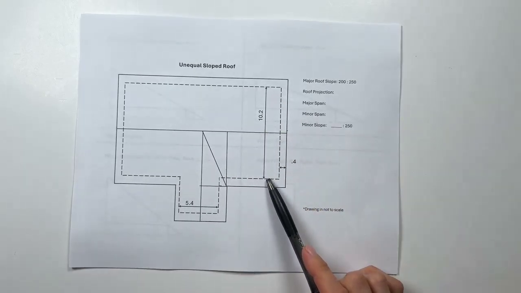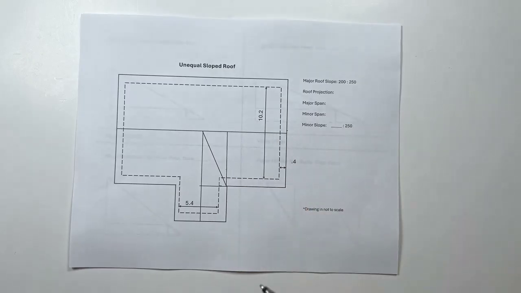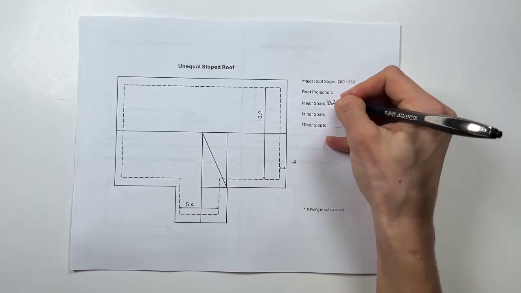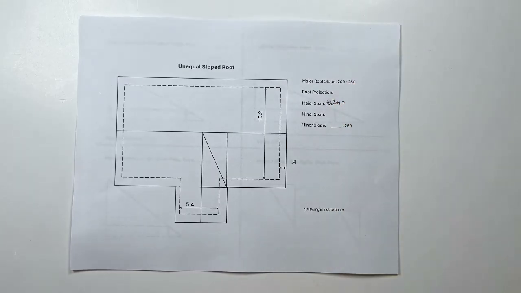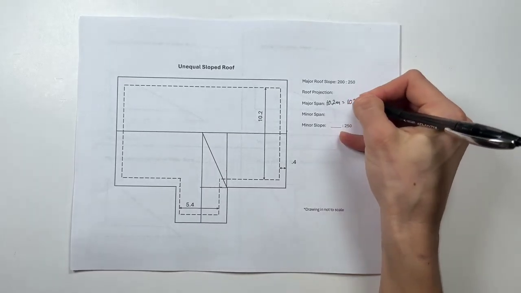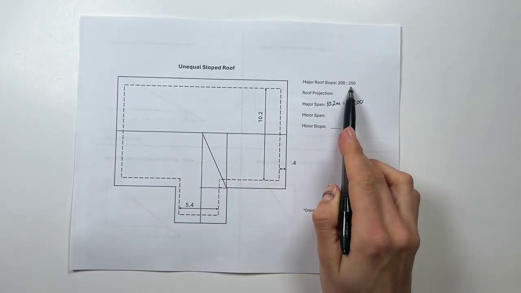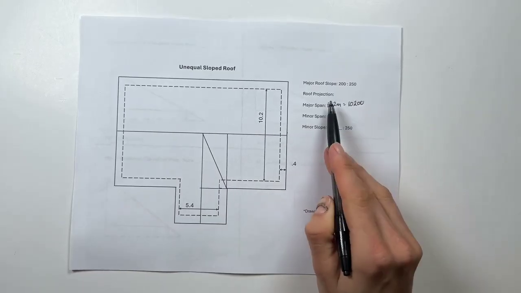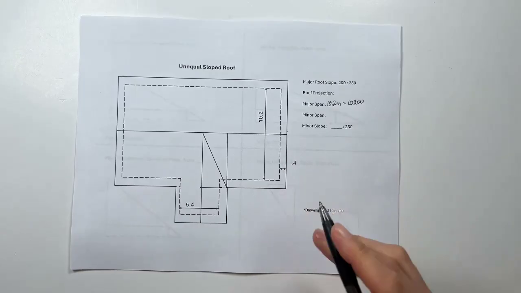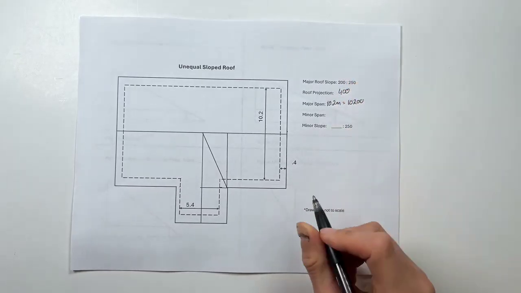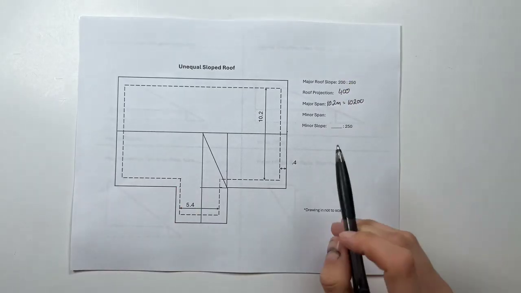We have a major roof span of 10.2 meters. Whichever level you're in, this should be getting to be very easy to just turn that into millimeters. 10,200. And everything in roof math here will be millimeters, so I won't be writing millimeters in everywhere, to not make it so cluttered. We have a major roof slope of 200 to 250. Roof projection, that's right here, that's 0.4, so 400. So that is the horizontal projection of the fascia.